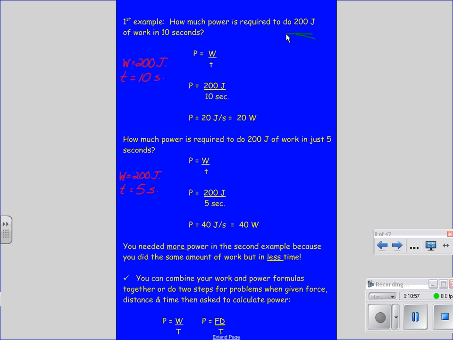All right, so here's an example: how much power is required to do 200 joules of work in 10 seconds? Write your knowns and unknowns. Power is our unknown. We write our formula. We substitute our numbers in our units. We get 20 joules per second or 20 watts.